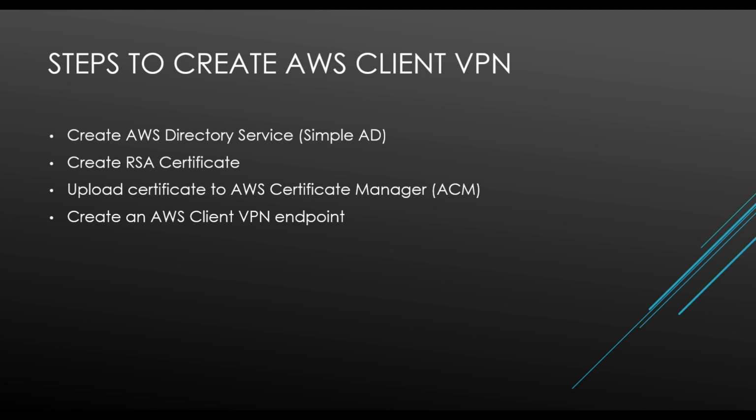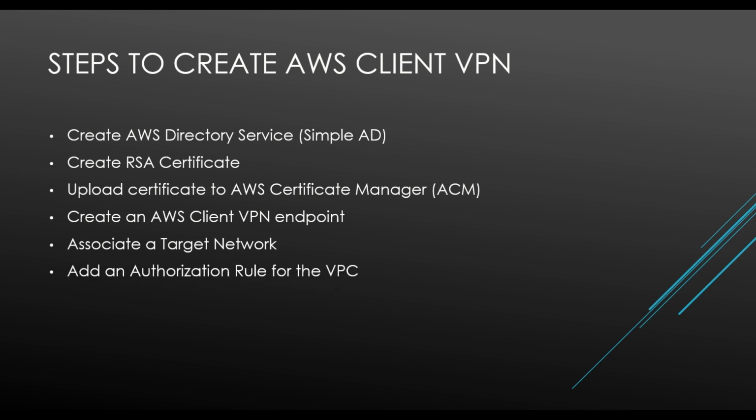Next, we need to create the AWS Client VPN endpoint. Once we create the AWS Client VPN endpoint, we need to associate it with a target network. For clients to access the VPC, there needs to be a route to the VPC in the client VPN endpoint's route table and an authorization rule. The route will automatically be added when you associate the target network. For this video, we want to grant all users access to the VPC.